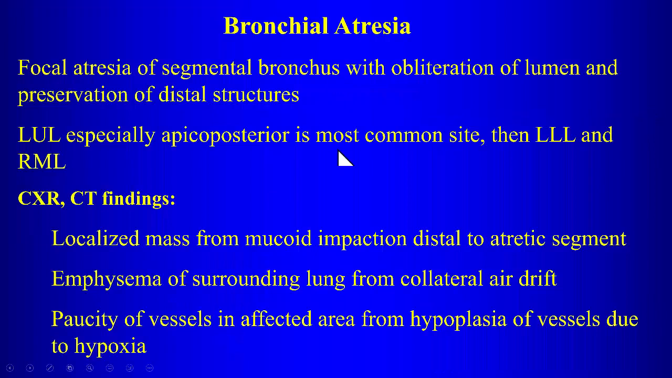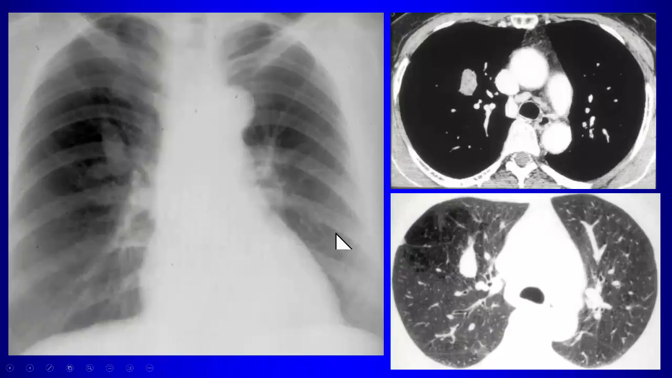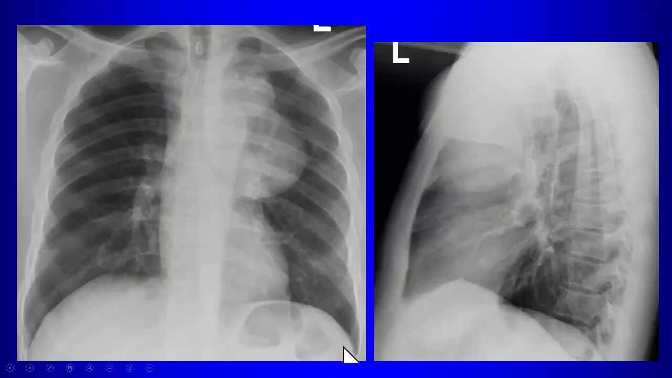Okay. So bronchial atresia, left upper lobe most common, then left lower lobe, then right middle lobe. So you look for the area of mucoid impaction, and you look for the surrounding air trapping. There's paucity of vessels because of hypoplasia of vessels due to the hypoxia. So branching opacity, surrounding air trapping. The branching opacity represents mucoid impaction, and you can see the surrounding air trapping there nicely on the CT. So that's congenital bronchial atresia.